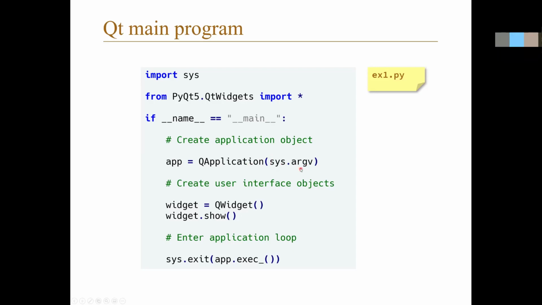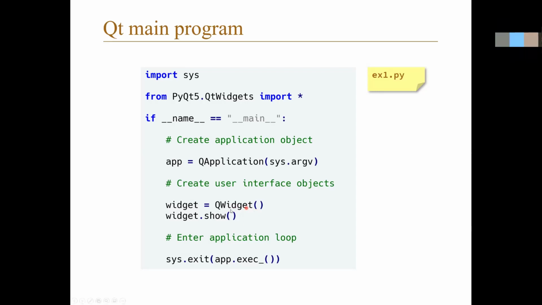So we just pass it in here, and the application can have some built-in command line switches that you can use for a Qt application that you can pass along here. So now we have an application. To be able to show a user interface, we have to create at least one so-called widget. And a widget is the base control or base class for all the user interface objects in Qt.